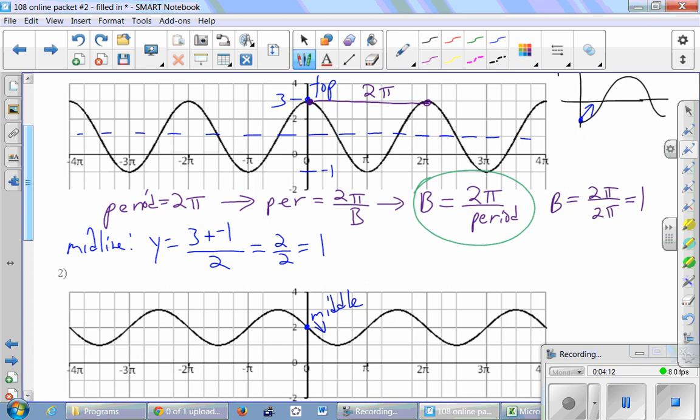And then the amplitude is just how far you have to go up or down from the middle to the top. Going from 1 to 3 is an amplitude of 2, or going from 1 to -1 is also an amplitude of 2. Okay, so then we put it all together and we'll get our answer.